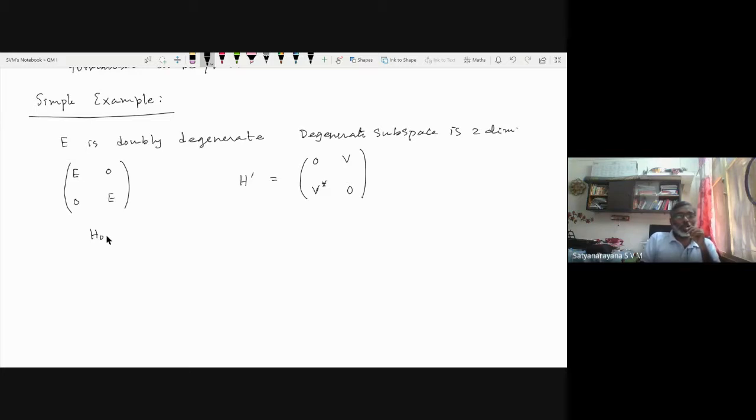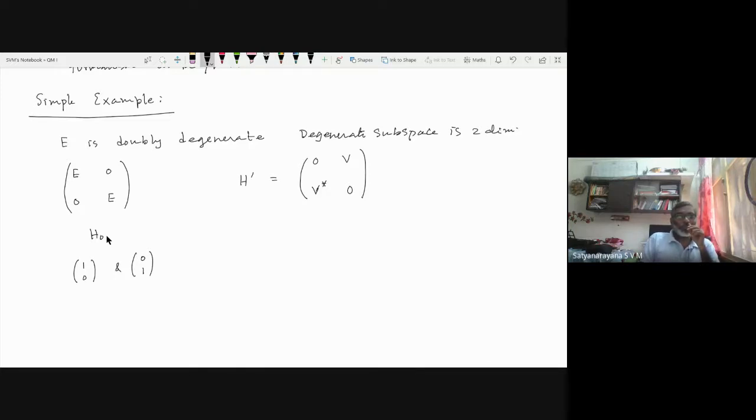Now there are two eigenvectors corresponding to this one. That is, I have 1 0 and 0 1. These are the two eigenvectors corresponding to H0. So you know that H0 acting on this one will be E into 1 0. So the eigenvalue equation is satisfied.